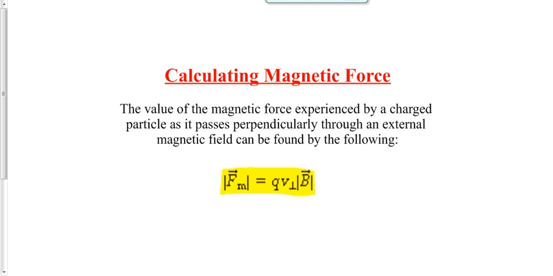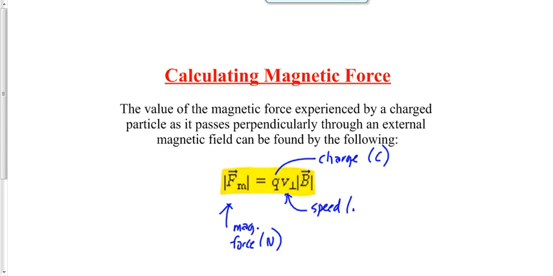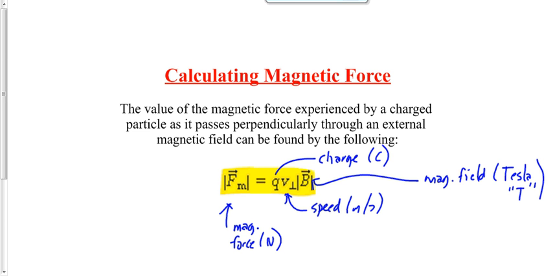The equation that describes the magnitude of the force is given below. Fm, the magnetic force, is equal to QVB. The magnetic force measured in newtons is equal to the charge measured in coulombs times the speed measured in meters per second times the magnetic field strength measured in Tesla, which is usually abbreviated with the symbol T.